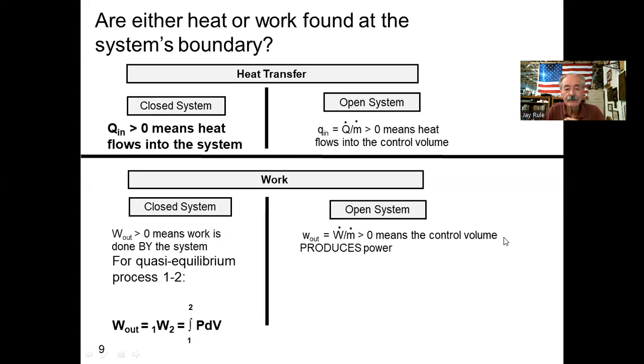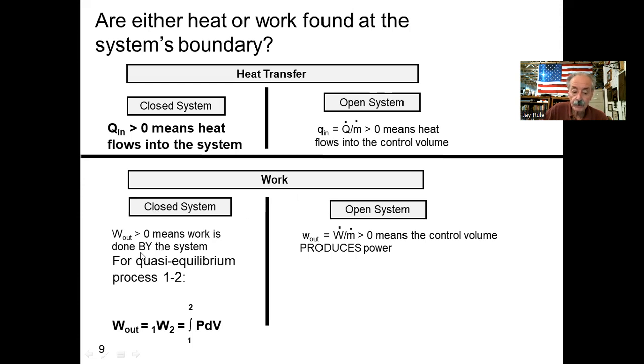Do you ever find heat flow at the system boundary? Some statements about it: if you can identify heat flow for a closed system, Q in greater than 0 means heat flows into the system. For an open system, you're probably just getting started with open systems, and your textbook is famous for using little q in. That'll have units of kilojoules per kilogram, and it's defined as Q dot, the rate of heat flow, divided by m dot, what's flowing into and out of a steady state control volume. Little q in for an open system is Q dot over m dot.